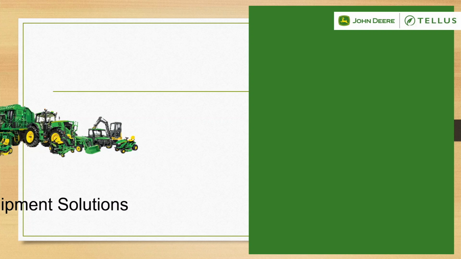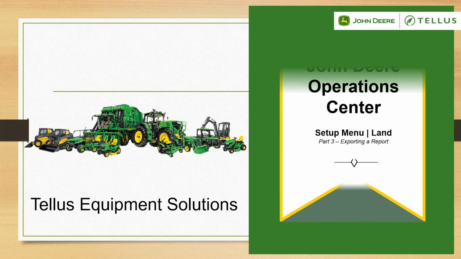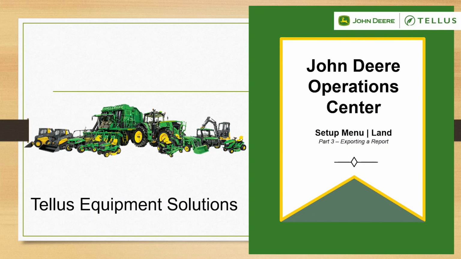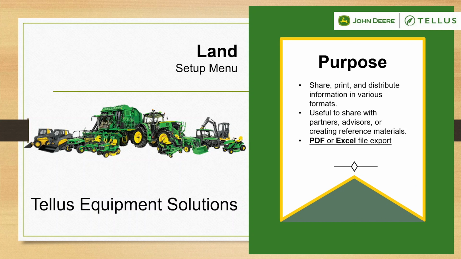This is an overview of exporting a report in Land, under the Setup menu in your John Deere Operations Center account with TELUS Equipment Solutions. Exporting a report in John Deere Operations Center allows you to share, print, and distribute information in various formats. This can be useful for sharing with partners, advisors, or for creating reference materials.